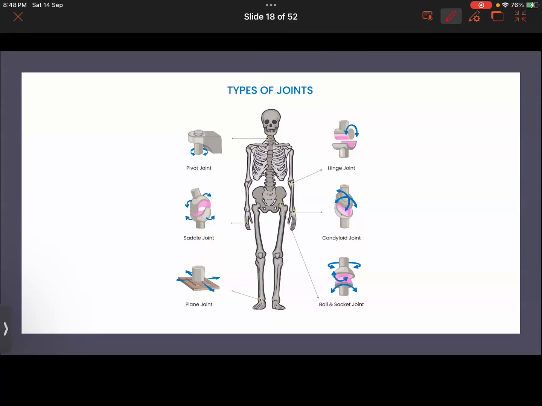Getting it? Yes, sir. Yes, sir. Halima, you understood this now? Okay, so that is the pivot joint. Yes. Okay, so you can understand it in this manner.